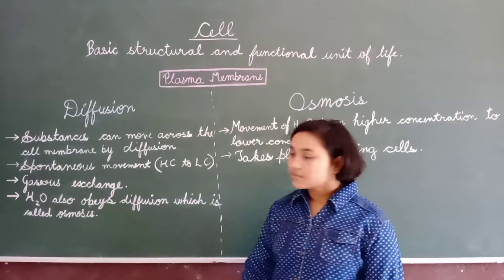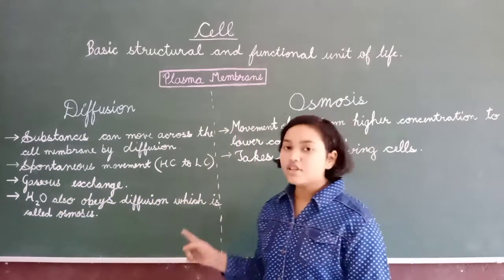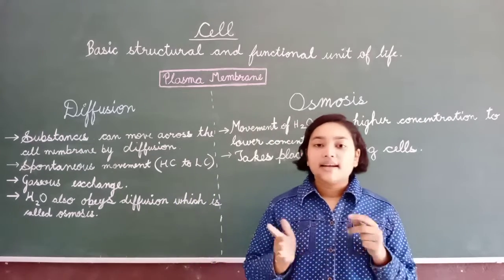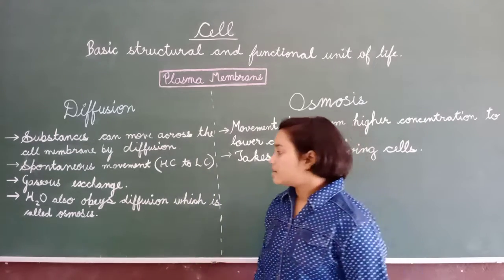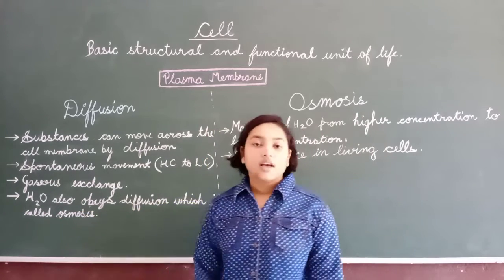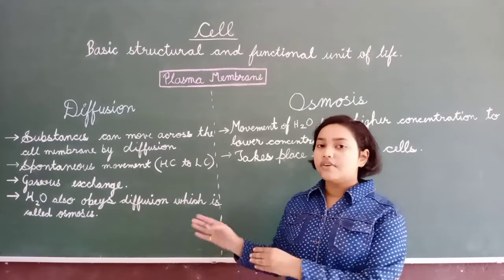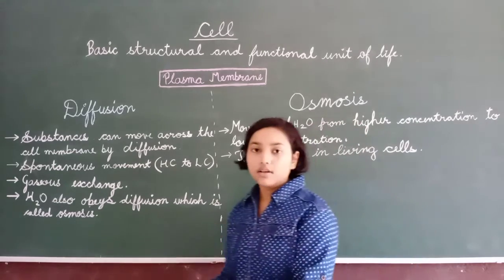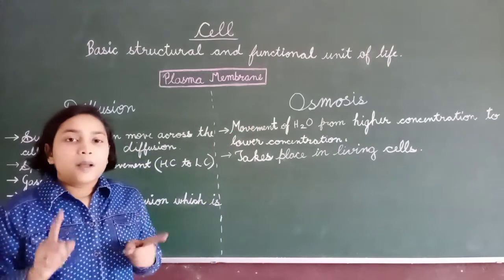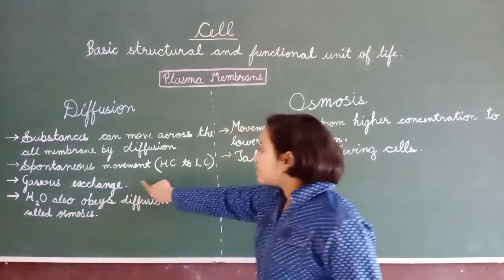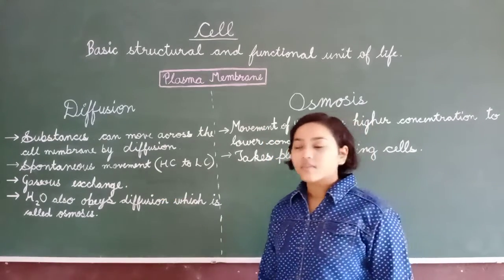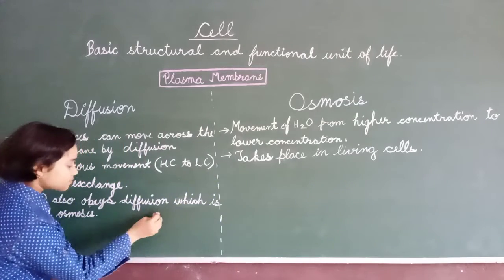Diffusion takes place for gaseous exchange: intake of oxygen and exit of carbon dioxide. H2O also obeys diffusion, which is called osmosis. This is the special process of diffusion of water, which we are going to discuss here. But before that, let's see what this spontaneous movement is and how it takes place in diffusion, with a diagram.